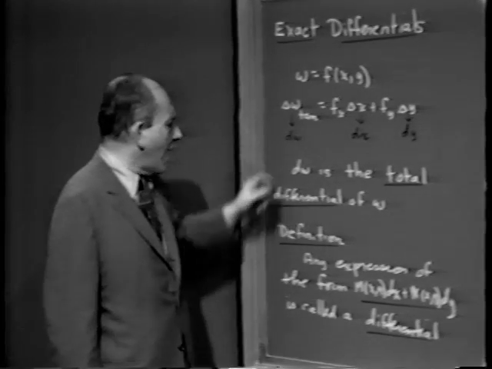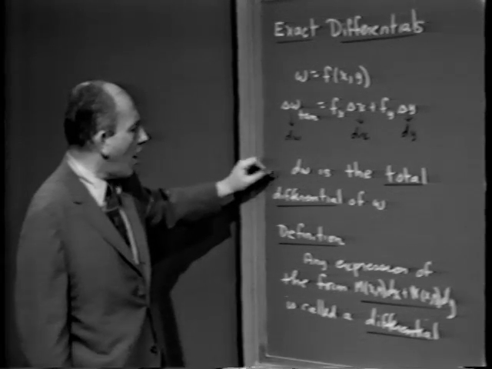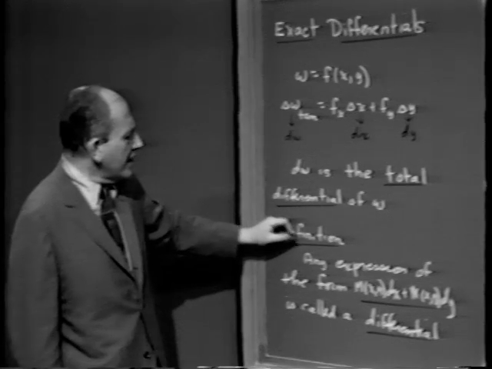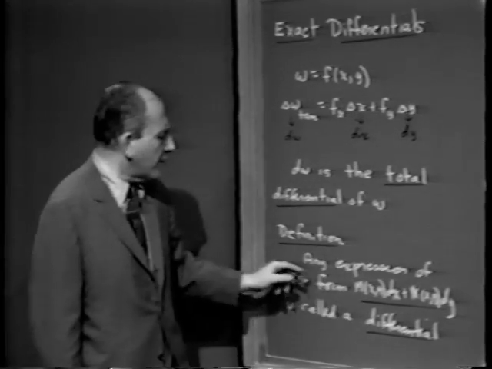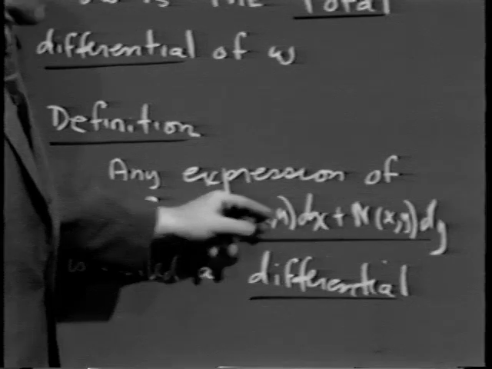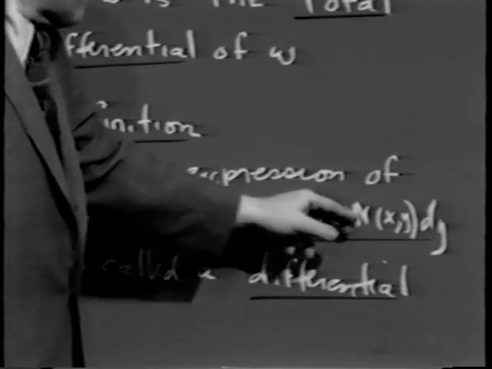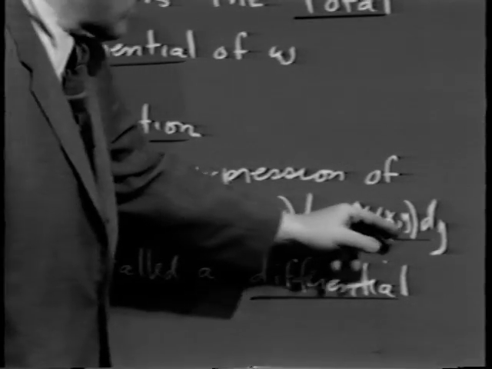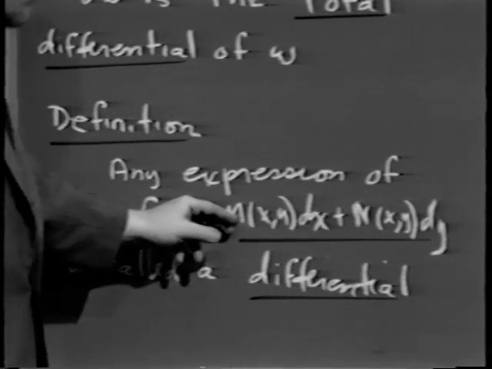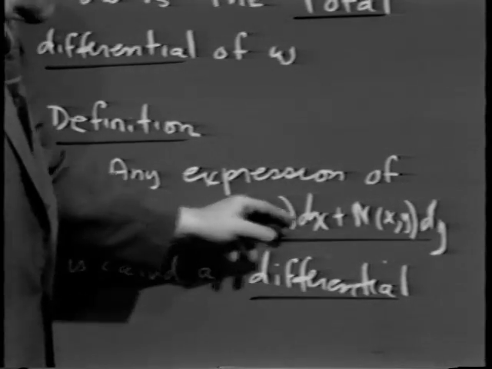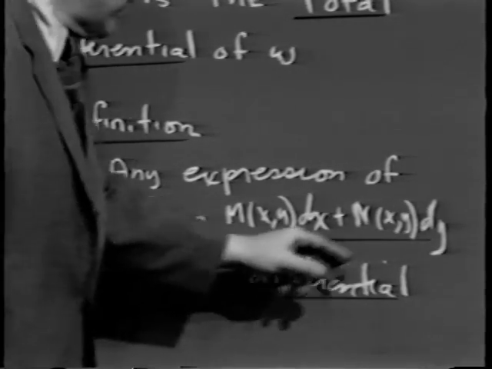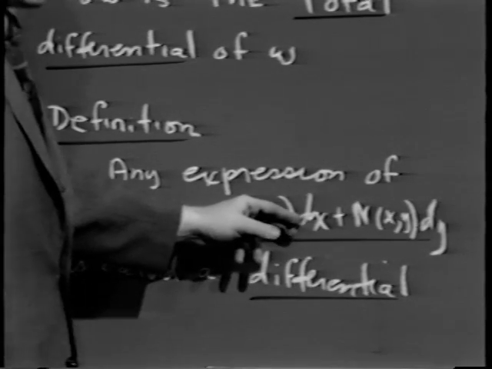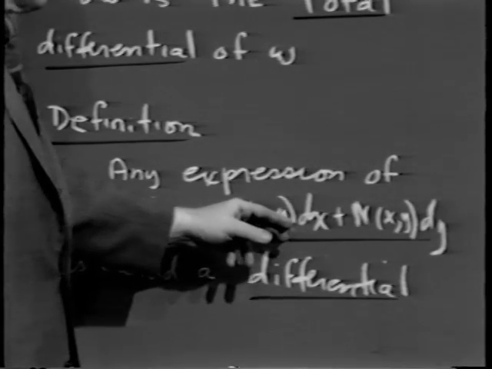For the time being, all I want to point out is that dw is called the total differential of w, and that conversely, starting with any expression of the form some function m of x and y times dx plus some function n of x and y times dy, in other words, m of x, y dx plus n of x, y dy, no matter what functions of x and y, m and n are, any expression of this form is called a differential. By the way, you may recall that you were used to calling dx a differential back in calculus of a single variable.